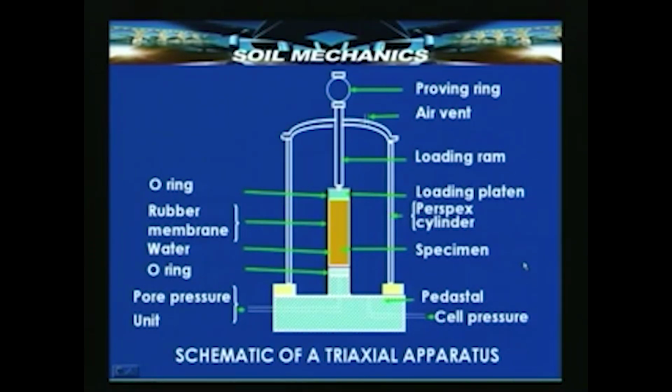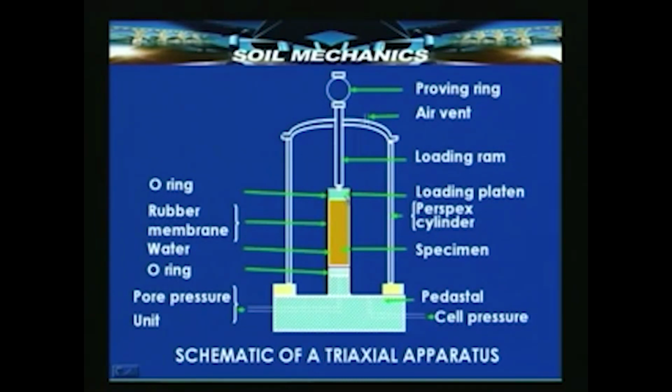This is the schematic diagram of a triaxial apparatus. You see here, starting from the bottom, taking the right hand side, this is where we have the pedestal, and from the pedestal there is an inlet which is attached to the pedestal, through which we apply the cell pressure. That cell pressure gets applied on the specimen inside this cell. So, this perspex cylinder here, that is the so called cell.